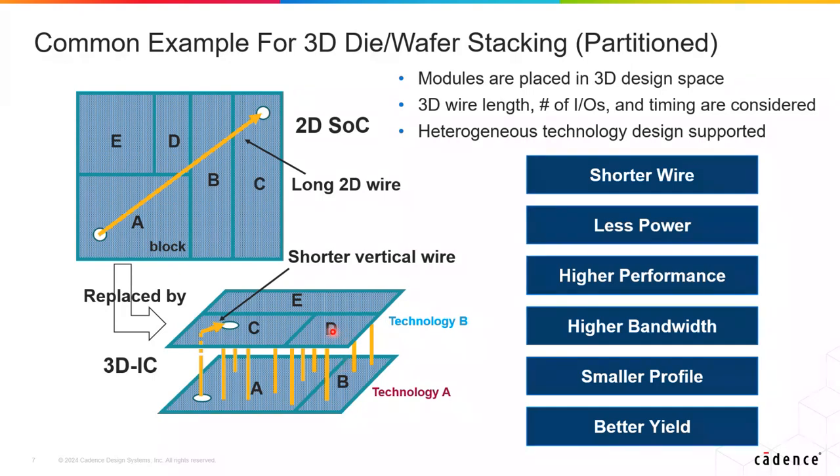But we don't want to lose the overall performance by partitioning one SoC, right? So we have to consider short wires, power, performance, and bandwidth, all to achieve the same or better performance than one SoC.